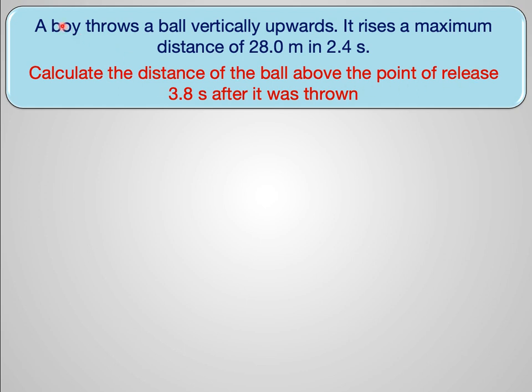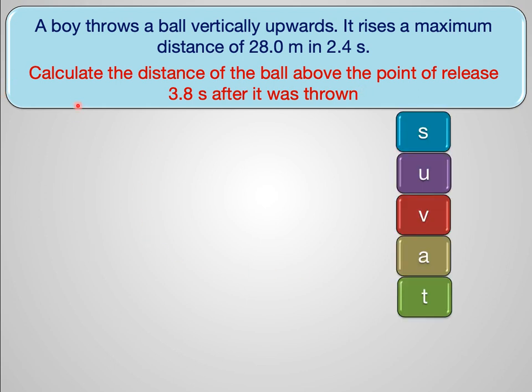Okay, I'm not looking at the first statement. I'm just looking at the question. Let's write SUVAT for the second part. I want to find a distance. Initial velocity not given. Final velocity not given. Final velocity, I mean, after 3.8 seconds.